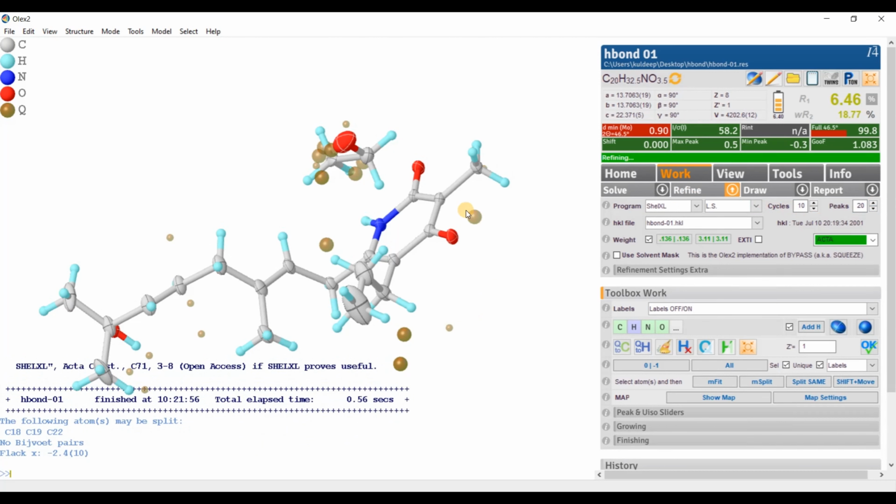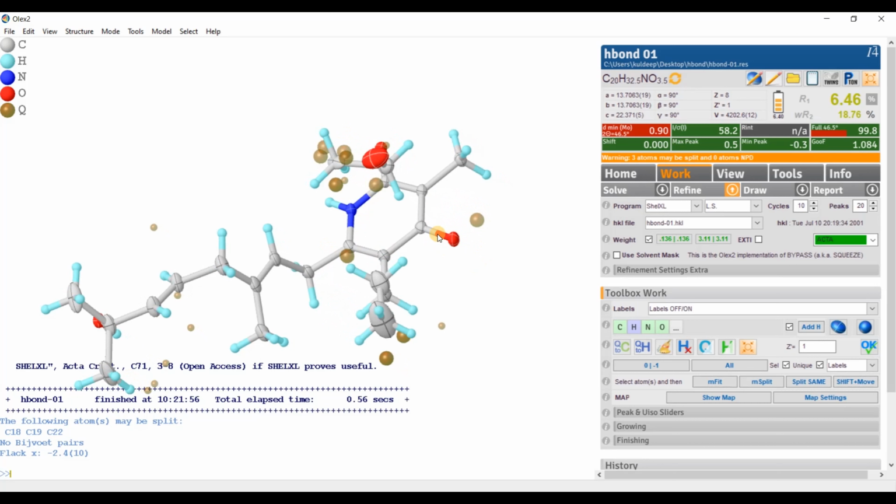Let's increase the Q peak density up to 20, and let's refine. Now you can see the Q peak is appearing around this oxygen atom, and this distance is 1.334. So this should be a carbon oxygen single bond.